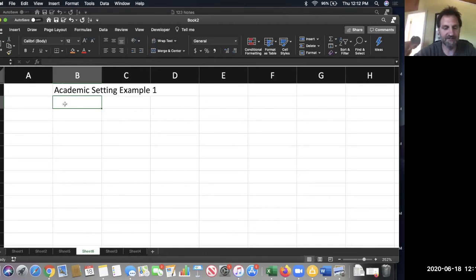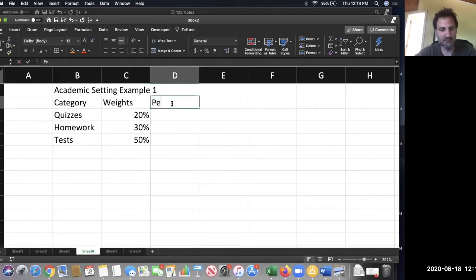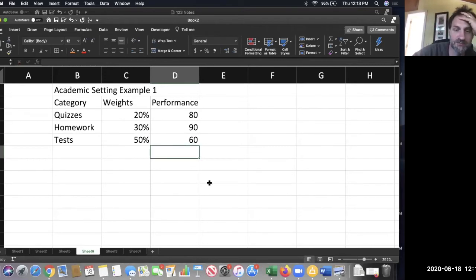I'm going to give you a simplified version and say you have a class where there are 3 categories: quizzes, homework, and tests. Okay, and let's say quizzes are 20% and the homework is 30% and the tests are 50%. So these are what we call the weights. And this is how the person did in each of those categories. Let's say they got an 80 on their quizzes, they got a 90 on their homework, but they only got a 60 on their tests. So how did they do in the class? Instinct was, I have no idea. That's good, because it's complicated. We got to calculate it to figure out what it is.